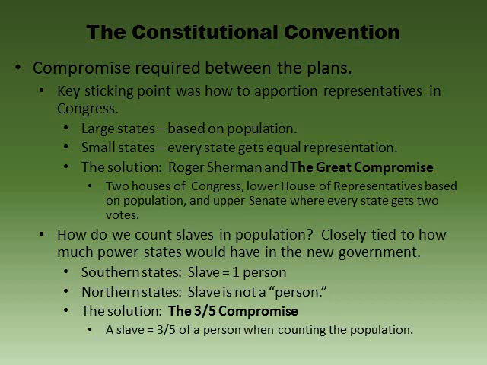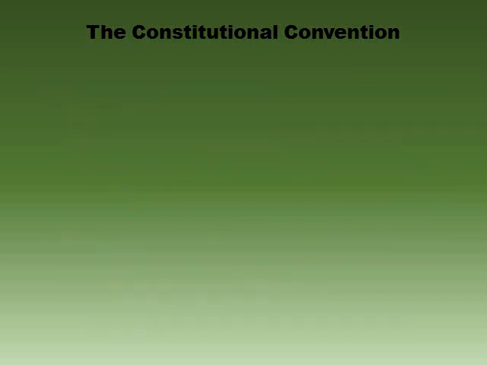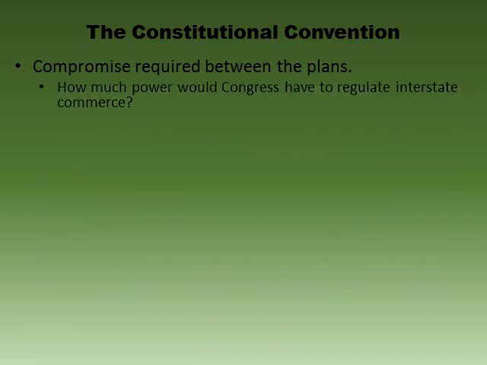But at the time, it seemed like a pretty logical way to handle it. We won't count them as a whole person, but we'll count them as part of a person. And so the southern states got to have some more political clout that way. The northern states were okay with that because it didn't give the southern states too much power. And so, again, the convention could continue on and deal with other issues. As the convention moved along, we had continued to have more compromises come into play.